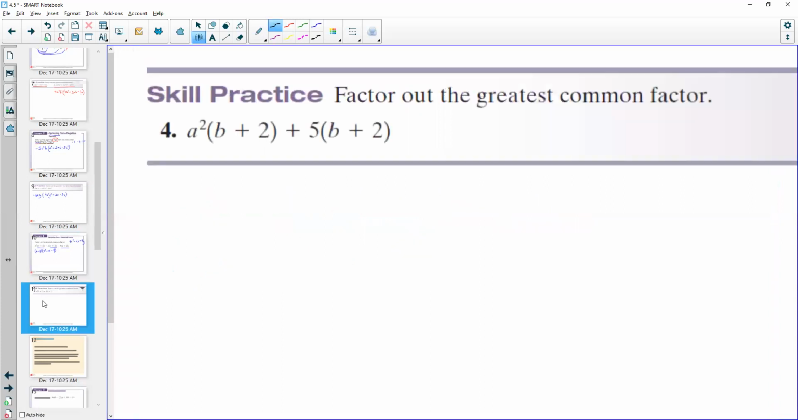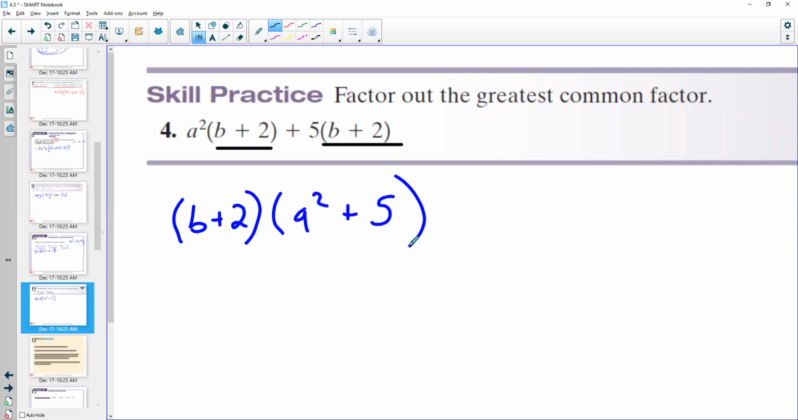I'm going to try it again. All right, look at this one. What's the greatest common factor? What do you see? I see b plus 2, right? Okay, so I'm going to pull b plus 2 to the front. And then I'm going to put in parentheses what's left. A squared plus 5. Done.